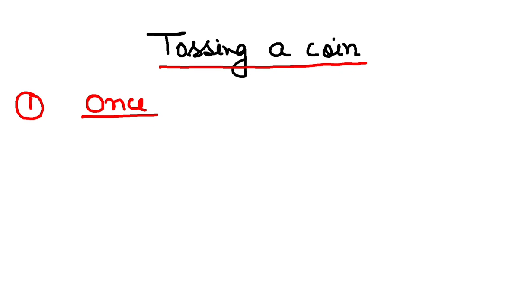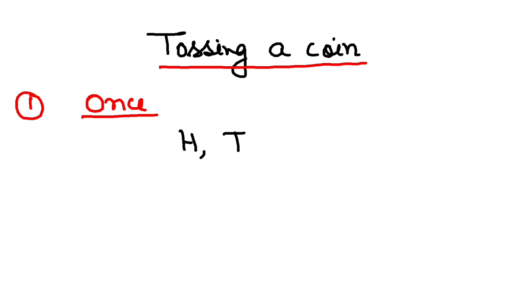Alright, so in this video, we're going to discuss the random experiment of tossing a coin. We'll discuss three cases. Number one, if I toss a coin once, what are the set of possible outcomes, or the sample space? If I toss a coin once, my sample space is very simple. I can either get a head or a tail.